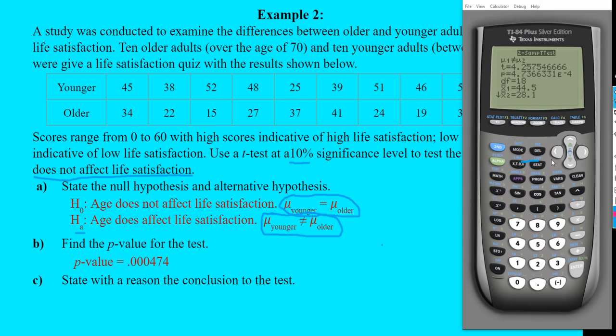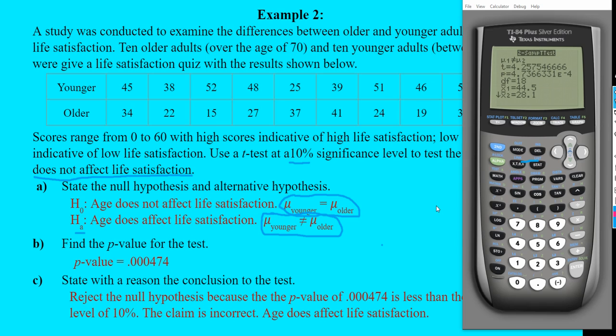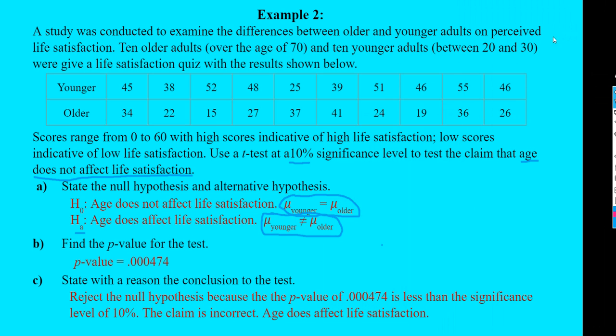So our conclusion is that we are going to reject the null hypothesis because the p-value of 0.000474 is less than the significance level of 10%. The claim saying that age does not affect life satisfaction is incorrect. Age does affect life satisfaction.